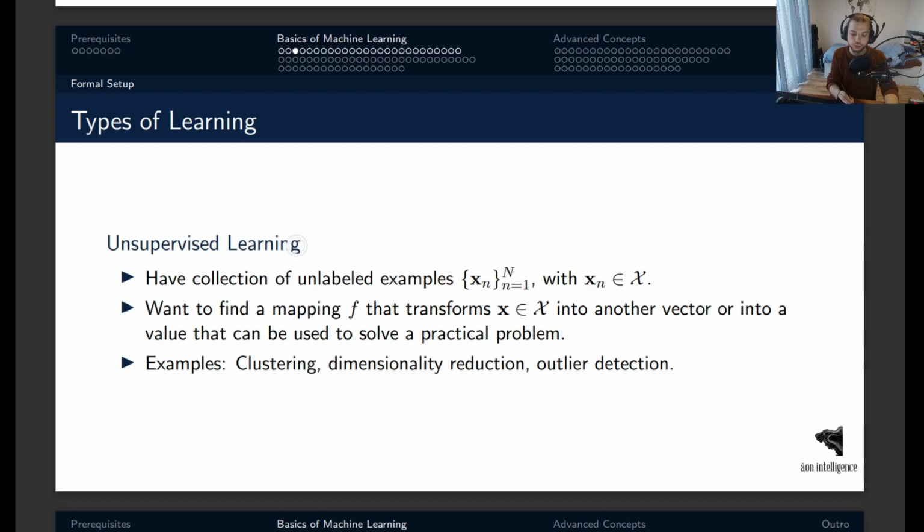The next kind of learning I want to talk about is unsupervised learning. And in this scenario, we also have a dataset available, but this time the instances are not labeled. This means that we don't have tuples of feature vectors and labels available, but only the feature vectors. Again, with an observation x_n living in some kind of input space. And this time our goal is to find a mapping F that transforms an observation in the input space into another vector or into a value that could be used to solve a practical problem.